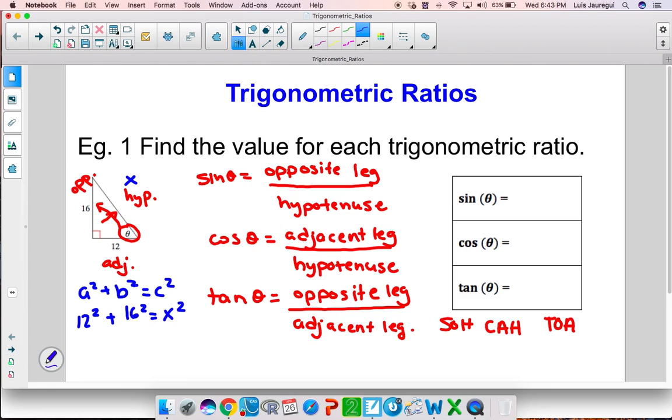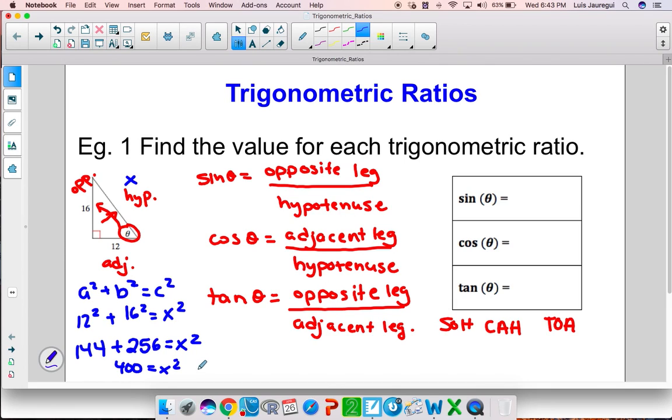So we will need to come up with the actual squares of those numbers. 12 squared is equal to 144, plus 16 squared is equal to 16 times 16, which happens to be 256, and that's equal to x squared. In other words, we have that 400 is equal to x squared.